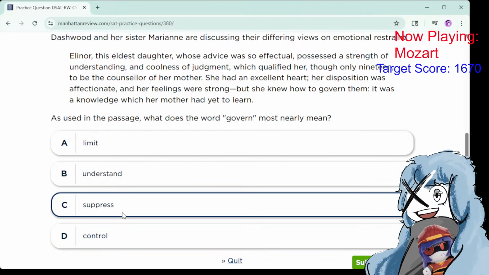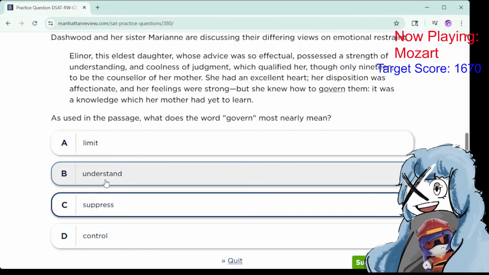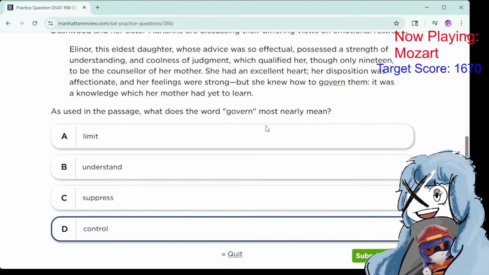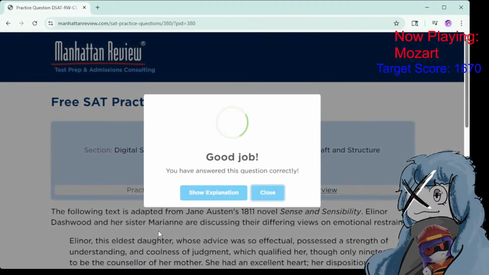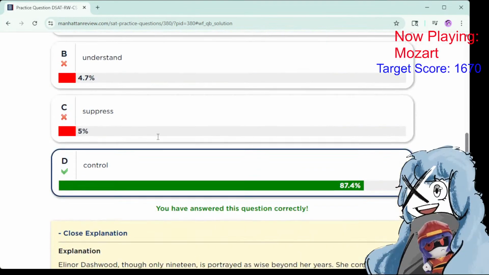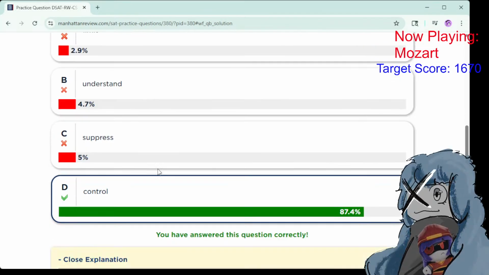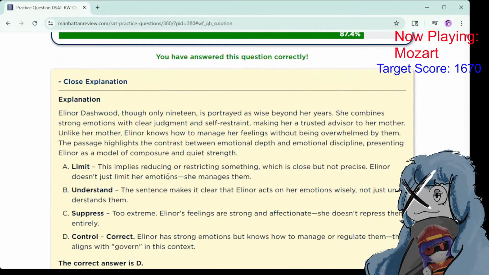Doesn't really say much about suppressing or limiting. Limit, suppress, I think they were similar. So let's say control here. Good job. Let's say people get thrown wrong. No, I guess I'm the only one struggling. I guess limit is wrong.